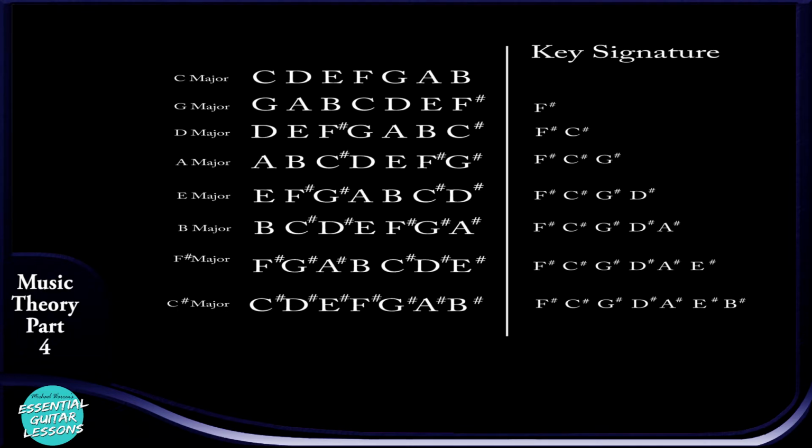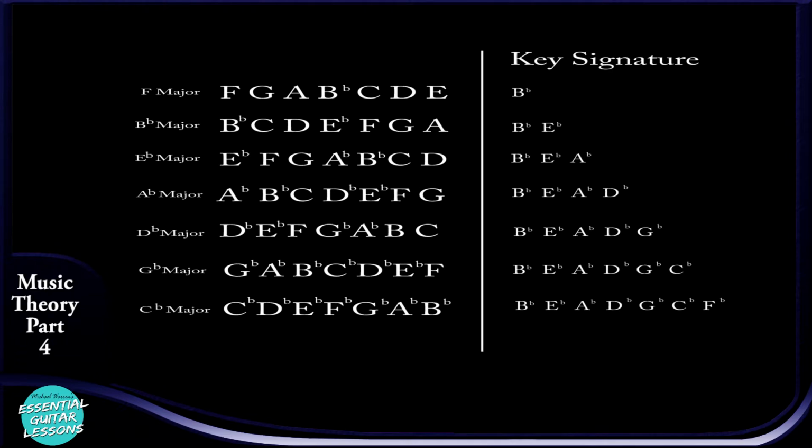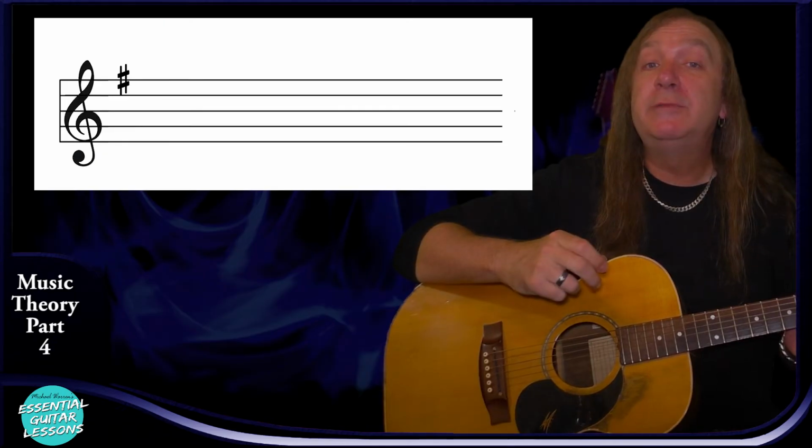Now we also have the key, and if the key signature only had F sharp, we'd say it's in the key of G major. If the key signature had F sharp and C sharp, and only those sharps, the key would be D major. Let's have a look at another one. If the key signature was B flat, E flat, A flat and D flat, and only those flats, that would be in the key of A flat major. So let's put it on the staff.